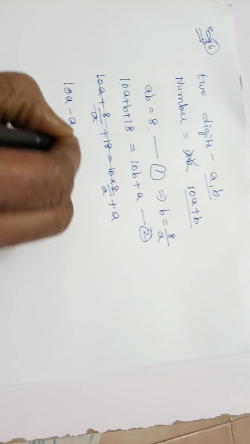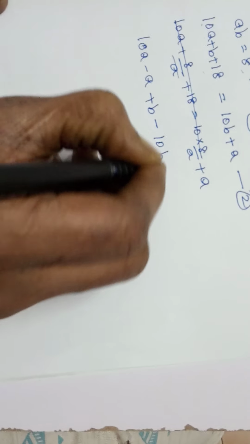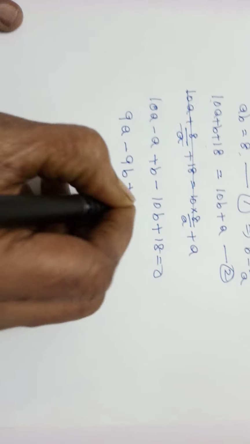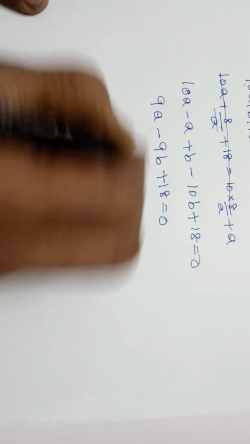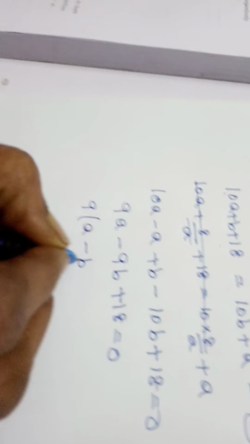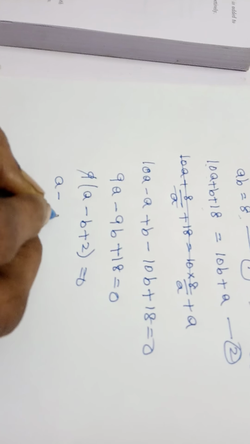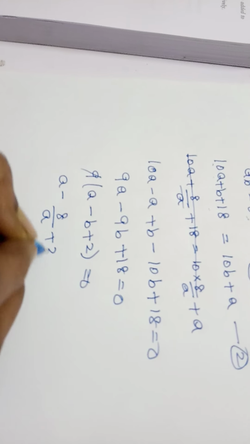10A minus A plus B minus 10B plus 18 is equal to 0. That is 9A minus 9B plus 18 is equal to 0. Now 9 we can see very easily as common. Remove that first, so that you can get a simple form. A minus B plus 2 is equal to 0. So this will be going into 0. A minus, now for B you substitute 8 by A, plus 2 is equal to 0.